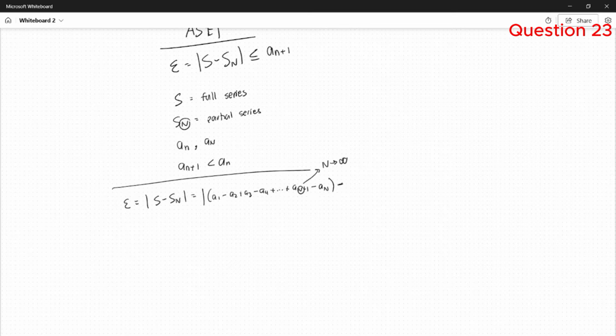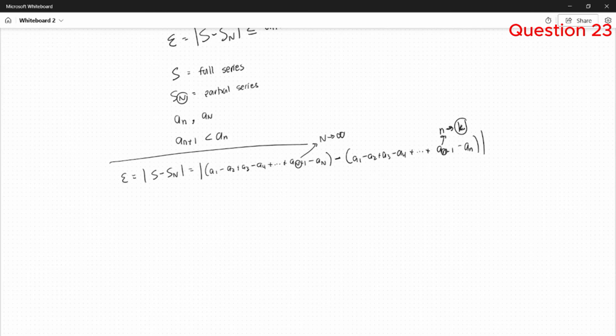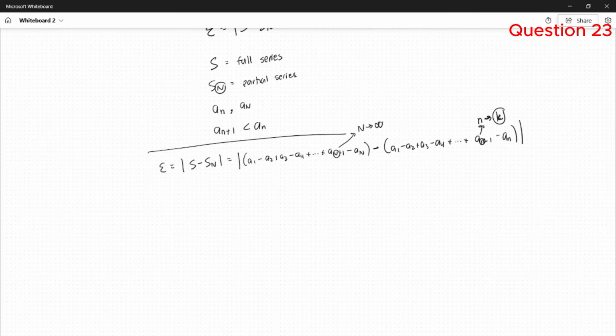series. We subtract that from the partial series a of 1 minus a of 2 plus a of 3 minus a of 4 plus dot dot dot all the way up until a of lowercase n minus 1 minus a of lowercase n itself. And in this case, the lowercase n only approaches the last term in the partial series. We'll just call that k. This is the last term that we're going to within our partial series.